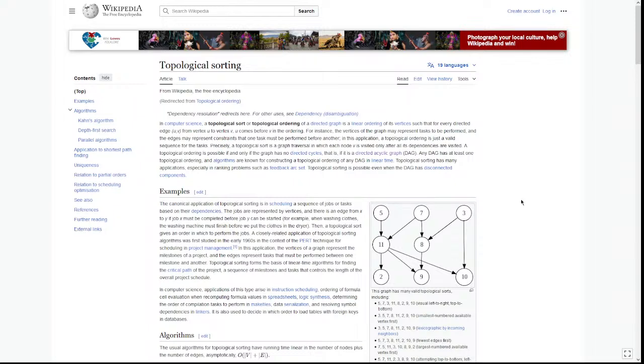Algorithms are known for constructing a topological ordering of a directed acyclic graph in linear time. Topological sorting has many applications, especially in ranking problems, such as feedback arc set. Topological sorting is possible even when the DAG has disconnected components.